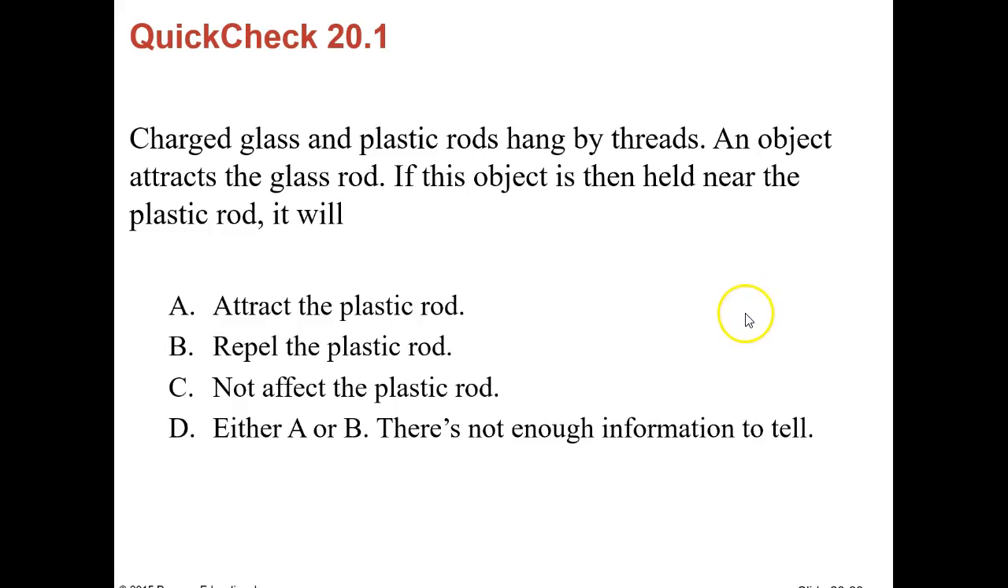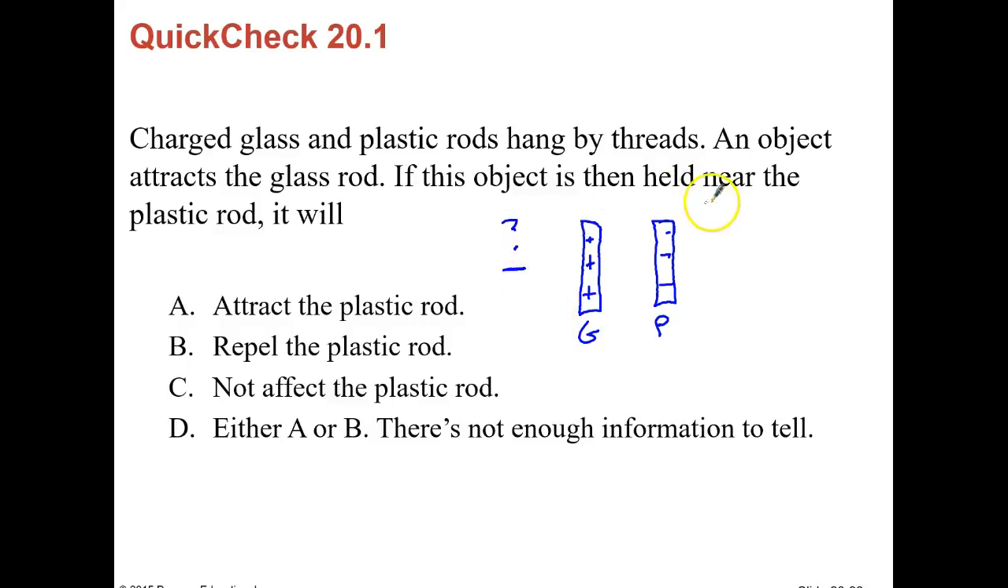For the first quick check, I have a charged glass rod and a plastic rod, and they're both held by threads. So here's my glass rod. Glass rods typically have that positive charge on them, so we're going to put G here. And then I have another rod, and this rod is plastic, and it has picked up a negative charge. And it says that an object will attract a glass rod. So we know that this object most definitely has got to have some negative charge in it. Question is, does it have to have an excess negative charge?